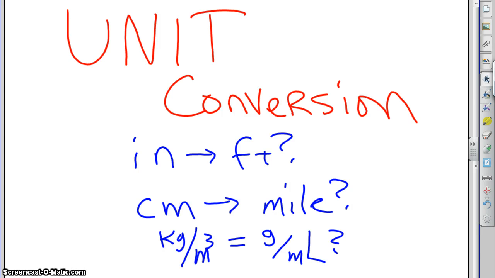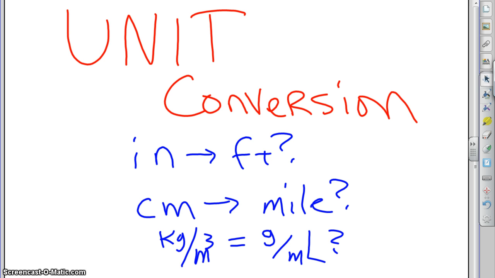Unit conversions, changing a unit from one kind of unit to another. So, for instance, you have a certain number of inches, you want to know how many feet it is. You have a certain number of centimeters, you want to know how many miles it is. Or you have a density in kilograms per cubic meter, and you want to know what that would be in grams per milliliter.